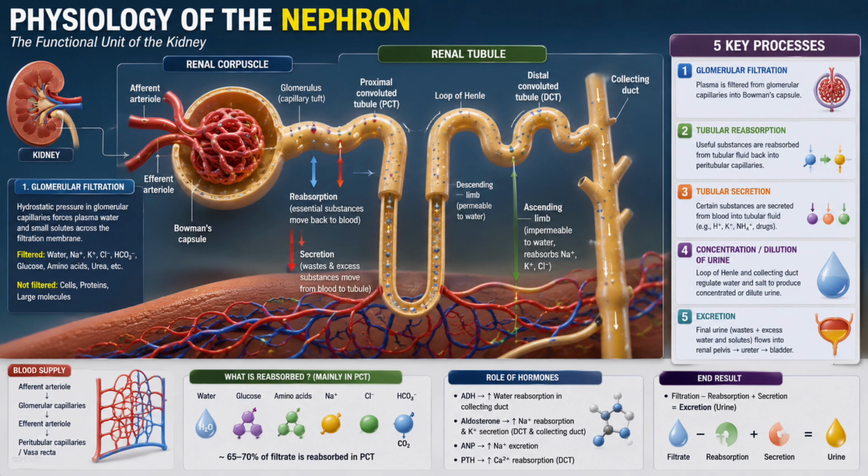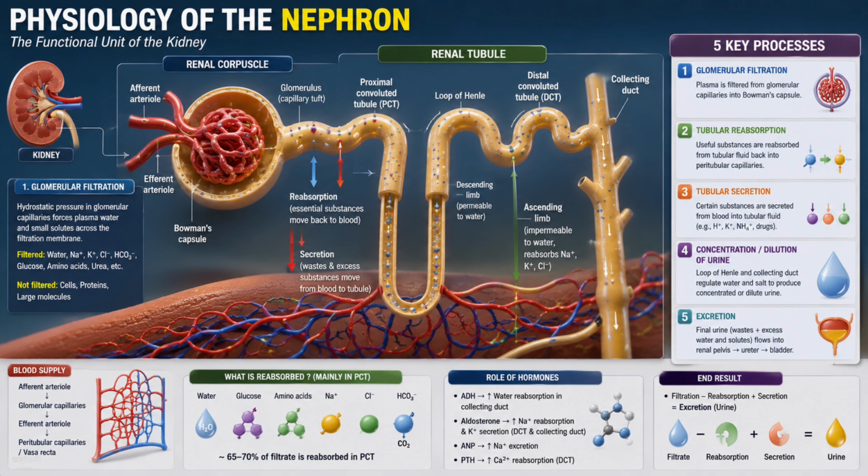The blood supply follows a parallel pathway from the afferent arteriole to the glomerular capillaries, then through the efferent arteriole into the peritubular capillaries and vasa recta, allowing efficient reabsorption and secretion.